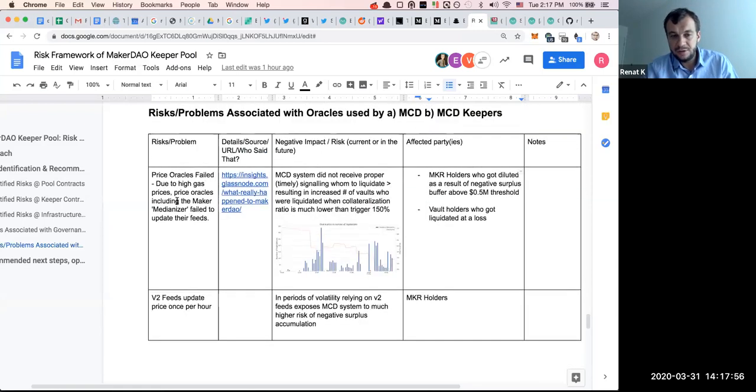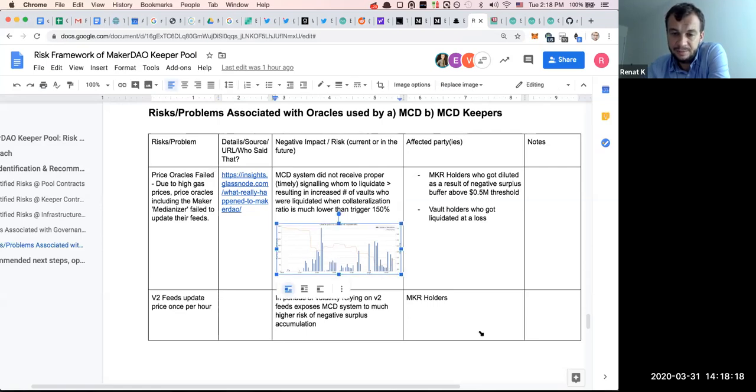I have put in here a few that I was able to find. Number one is that the MCD system did not receive timely signals whom to liquidate, and when this signal arrived, right, it became basically too late. And this is the chart right here.